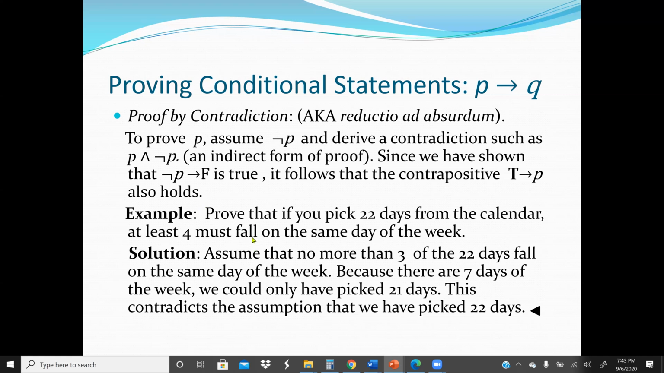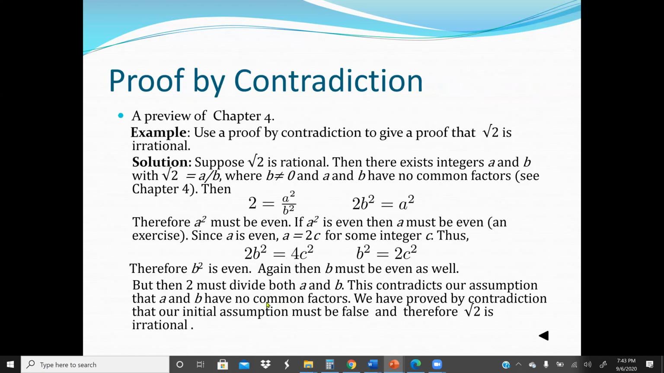So for the example here, we should prove that if you pick 22 days from the calendar, at least 4 must fall on the same day of the week. Now, assume that no more than 3 of the 22 days fall on the same day of the week. Because there are 7 days of the week, we could only have picked 21 days. This will contradict the assumption that we have picked 22 days. So again, proof by contradiction. We may cover that more in chapter 4. This is a preview of chapter 4.